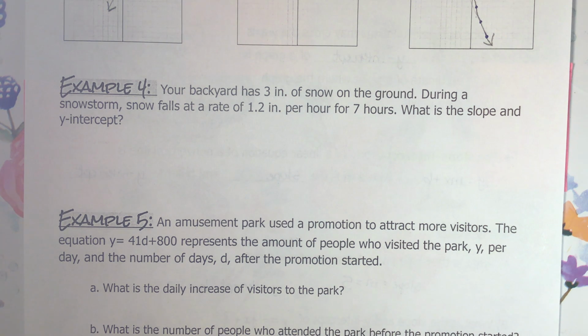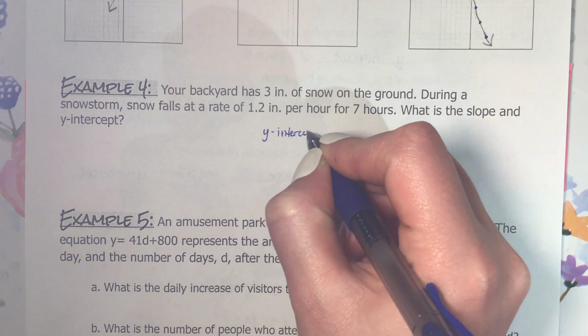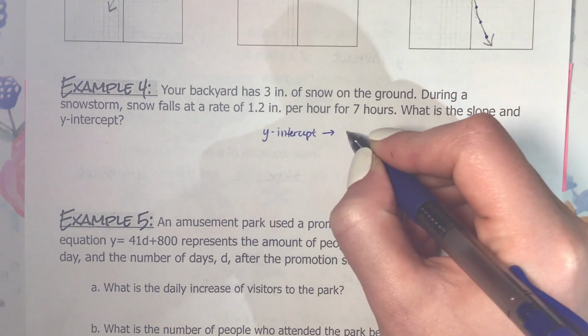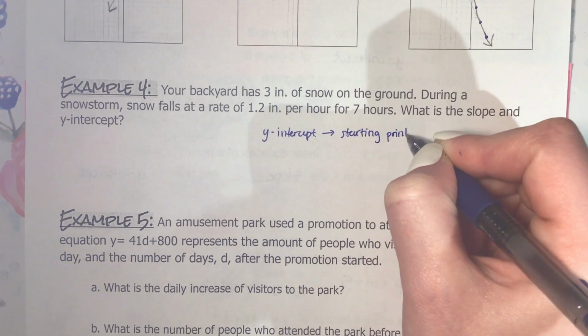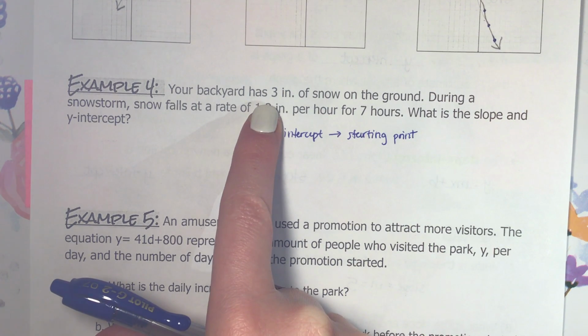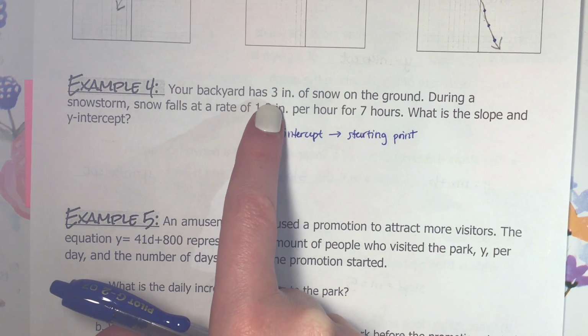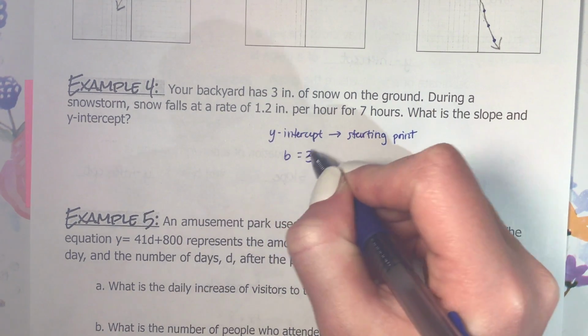Okay, you can think of the y-intercept as being like the beginning or the starting point. So y-intercept is like your starting point. So it already has 3 inches of snow on the ground. So my starting point, or my y-intercept, is 3. I'm going to say b is equal to 3.